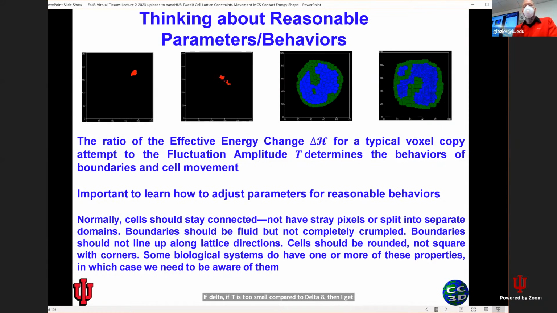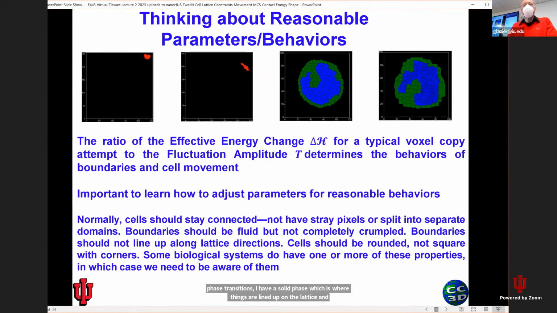And again, if you're a physicist, you're used to a concept of phase transitions. I have a solid phase, which is when things are lined up on the lattice. I'm frozen, essentially. I have a liquid phase, which is what I want, which is intermediate temperature. And then if my fluctuations are too big, I get a gas, things fall apart.